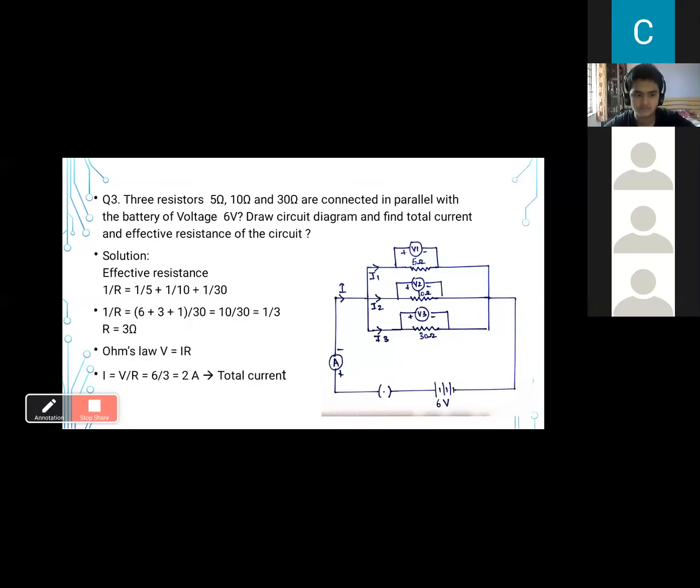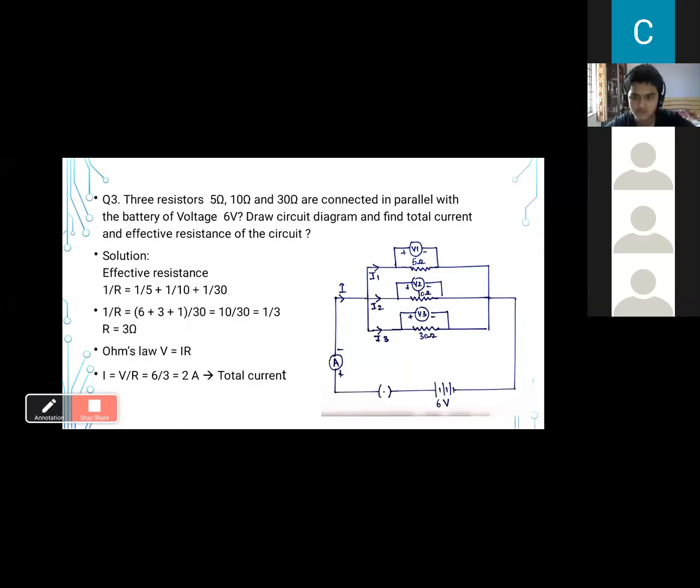So this is how you will draw the circuit diagram, and this is how you will calculate the effective resistance and the current. Now, how do we calculate the current for each resistor? The total current is given, 2 amperes. You can see the current is not the same, but the voltage is the same. That is, 6 volts is the same.